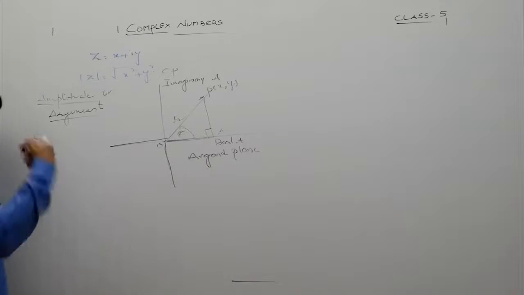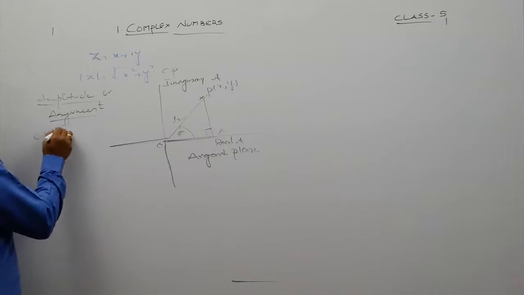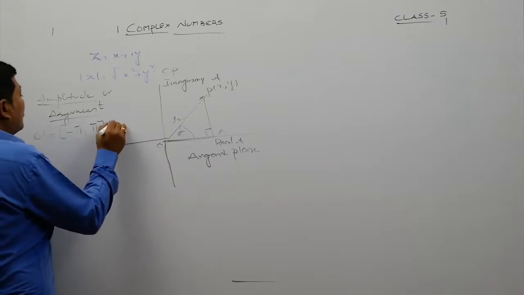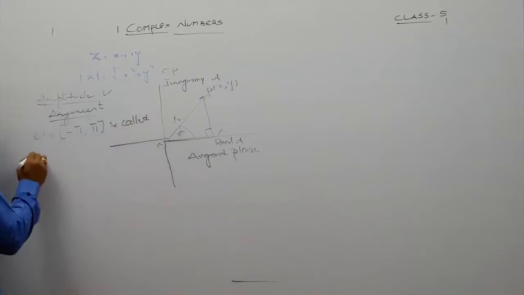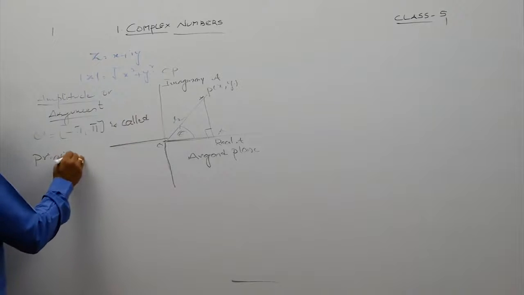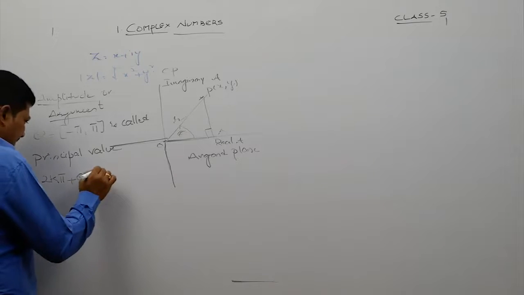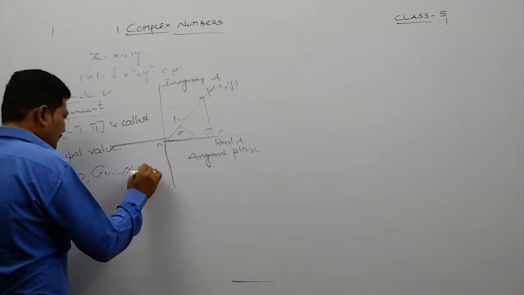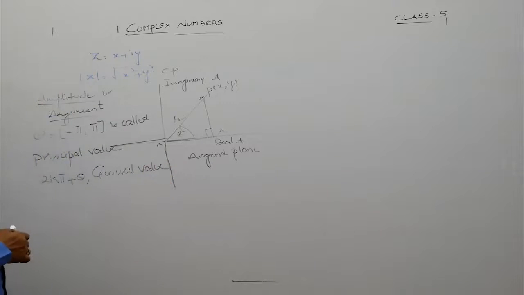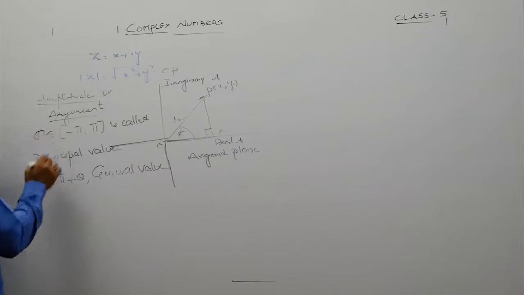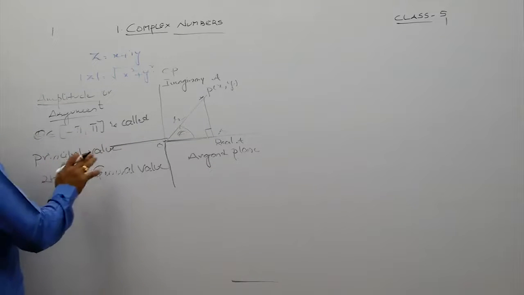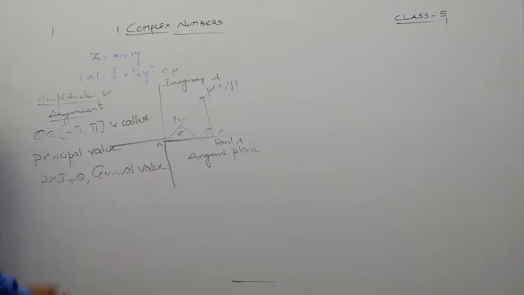And most importantly, the value of theta that belongs to (minus pi, pi] is called the principal value. And of course, 2k pi plus theta also satisfies that, and this is called the general value of the argument. You must remember that in complex numbers, theta must lie between minus pi and pi, and this is called the principal value. Everywhere we consider this principal value, and the general value always gives you the solution of trigonometric functions.